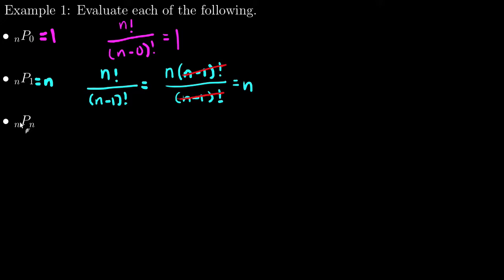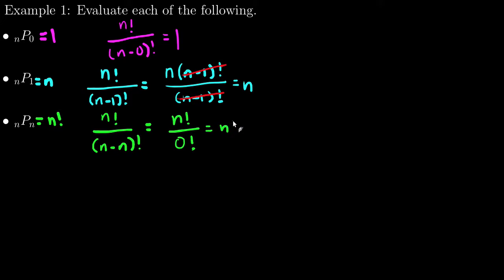Final example here, if I have n objects and I'm permuting all of them, that's the same thing as just sort of ordering n objects. That's just factorial. And this helps explain why we really love 0 factorial to be 1. So by the formula, nPn should be n factorial divided by (n minus n) factorial. And n minus n is 0. Since we defined 0 factorial as 1, we just end up with n factorial.